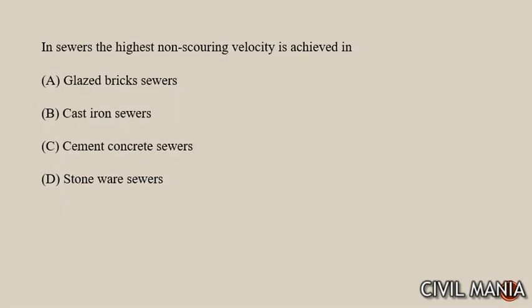In sewers the highest non-scouring velocity is achieved in which kind of pipes? It is present in the stoneware sewers or cast iron sewers or glazed brick sewers. It is present in the glazed brick sewers.